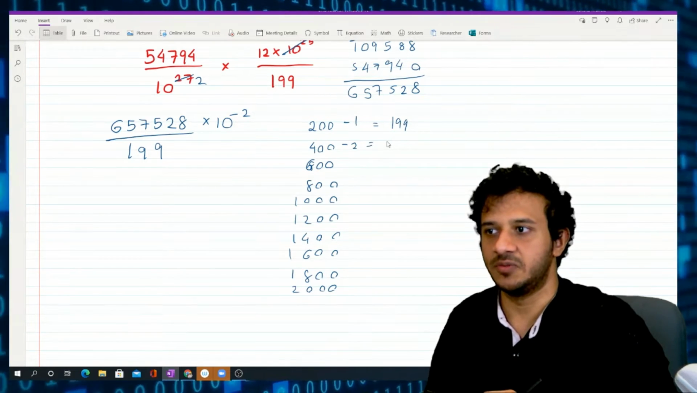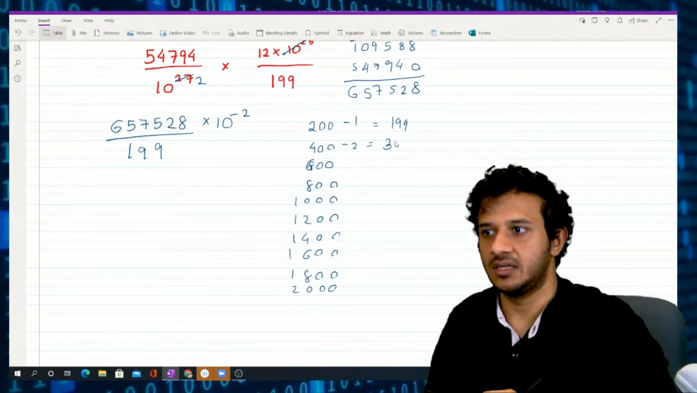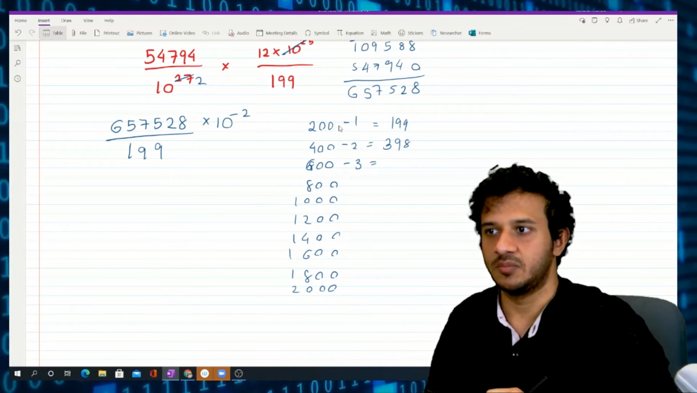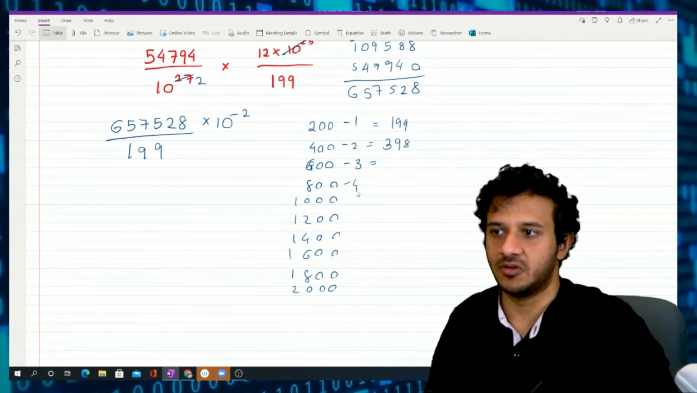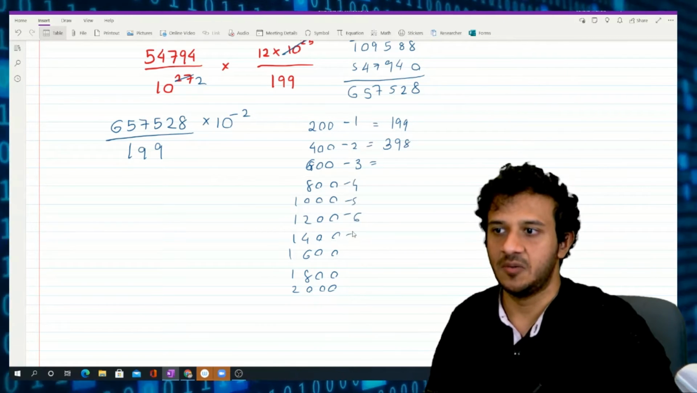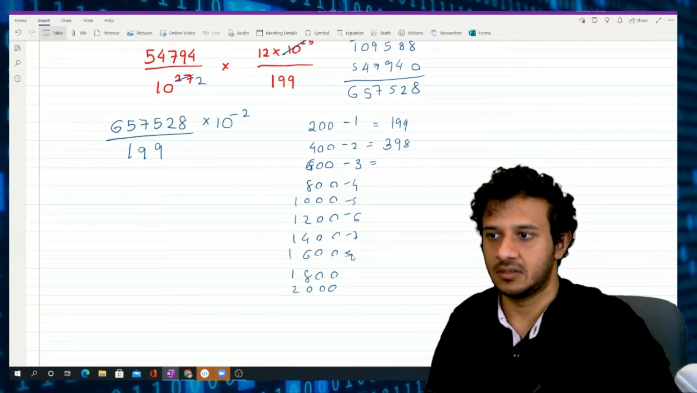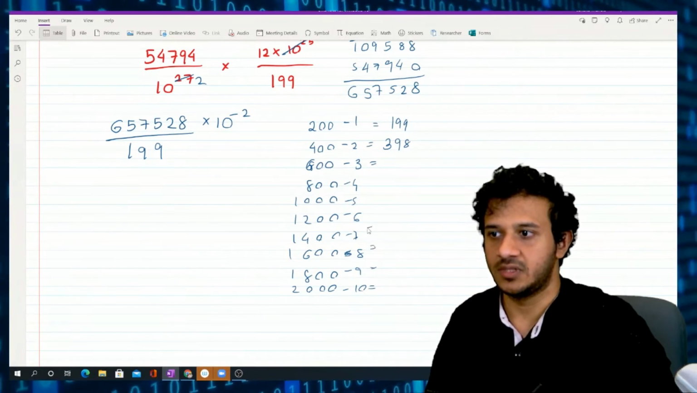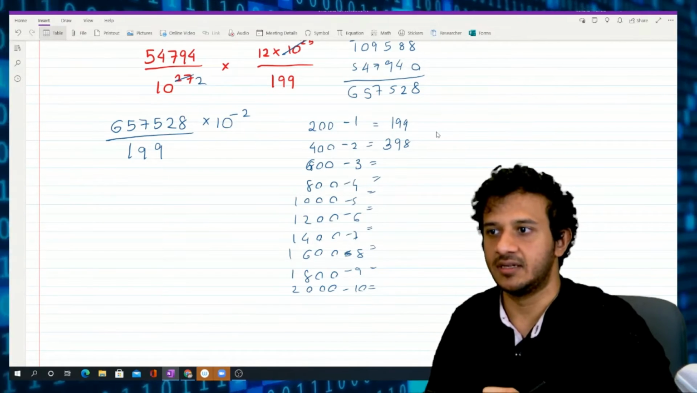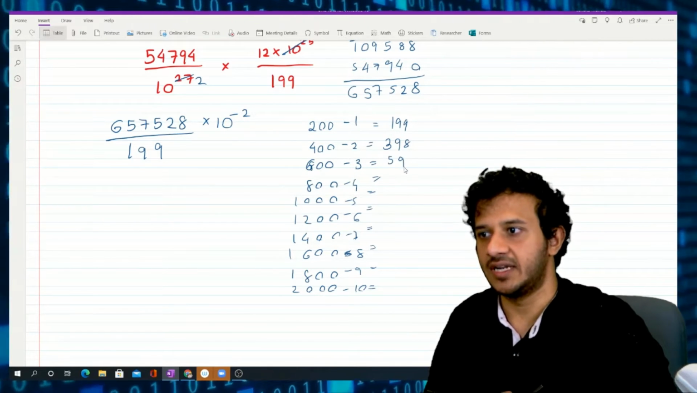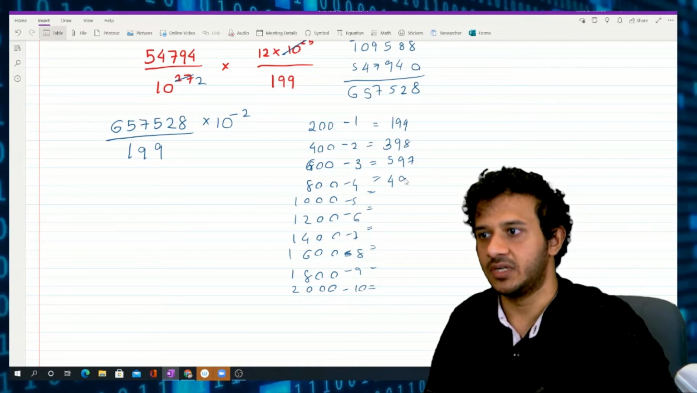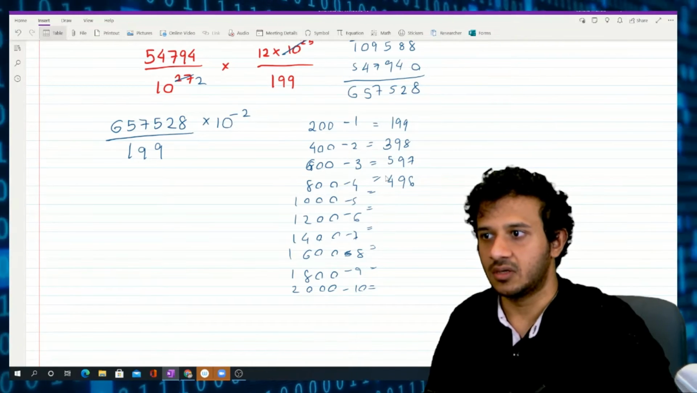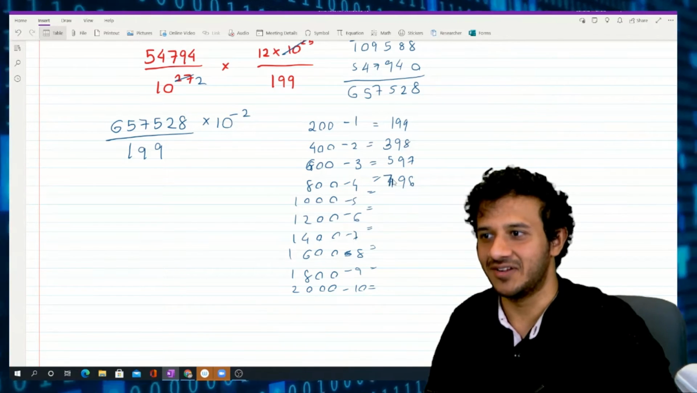And then minus 1, minus 2, minus 3, like that, it will go on: minus 4, minus 5, minus 6, minus 7, minus 8, minus 9, minus 10. So 200 minus 1 is 199. 400 minus 2 will be 398. 600 minus 3 is 597. Easy like that. This will be 796.